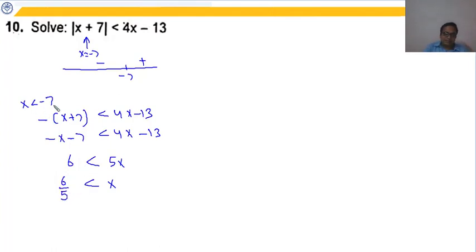We had assumed x less than −7, but we are getting x greater than 6/5. So we say no values of x in this interval. We are not getting any values of x which satisfy.